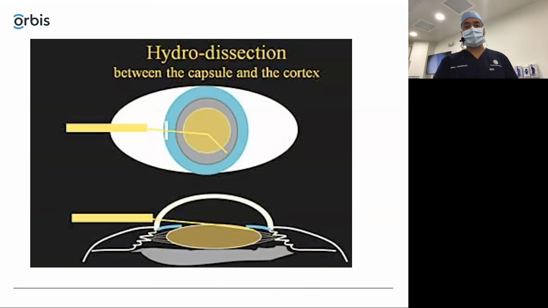And so here's just a little diagram about hydrodissection. This is where you want to be, just right under the anterior capsular leaflet. You don't want to be in the nucleus because then you do the hydrodelineation, which is okay for soft nuclei, but it's totally not necessary. I think it's an extra step.